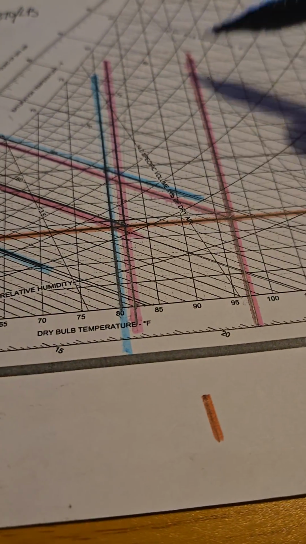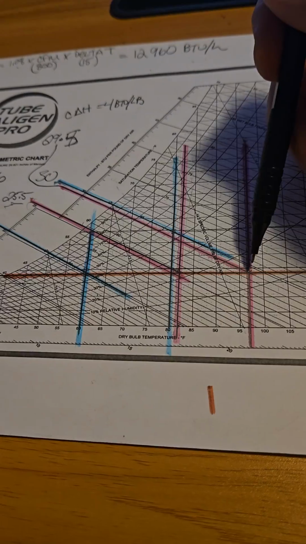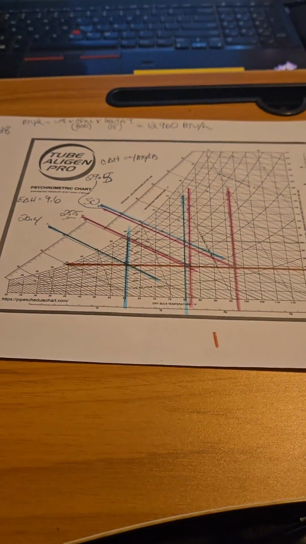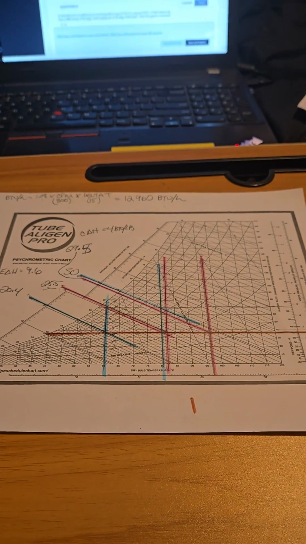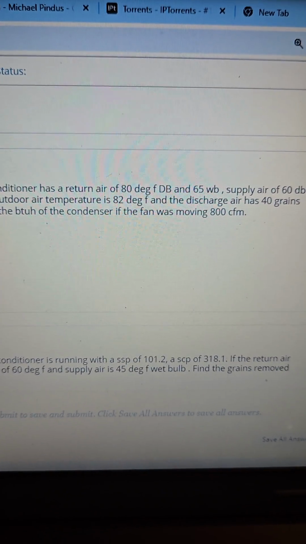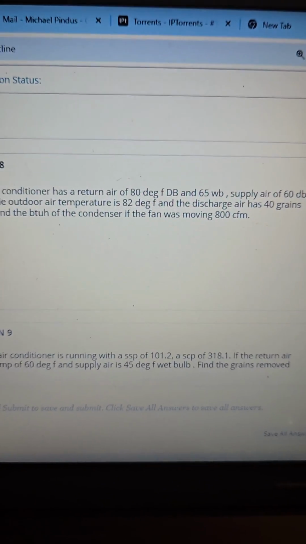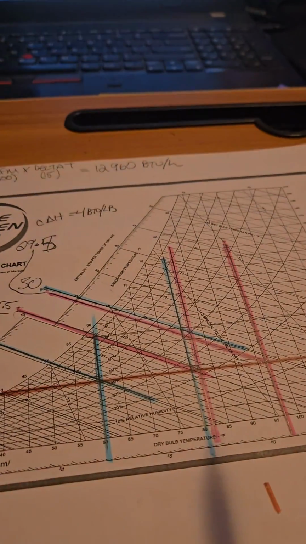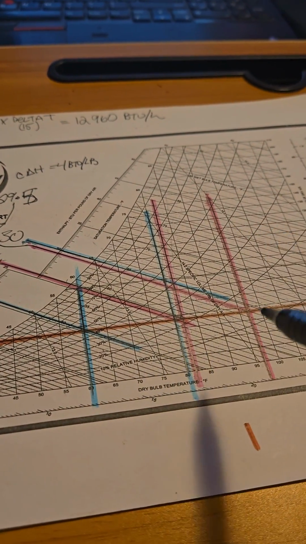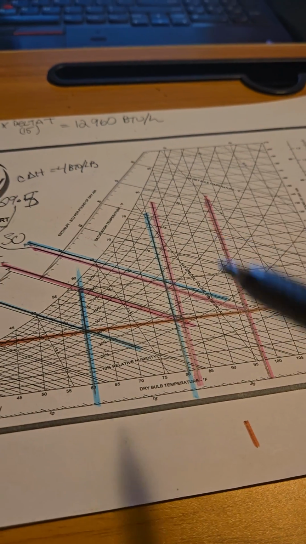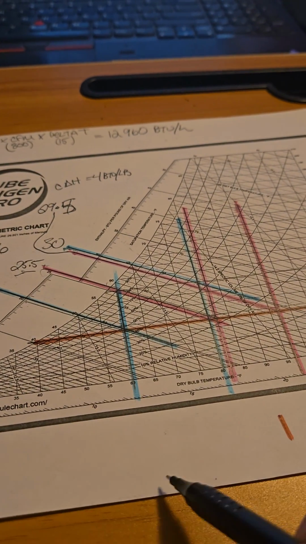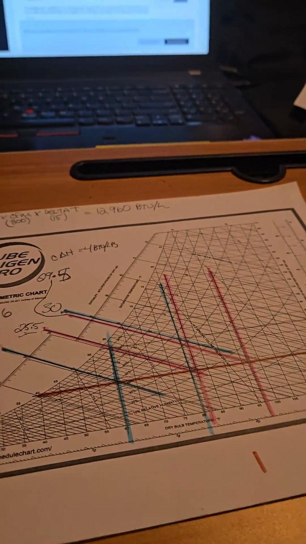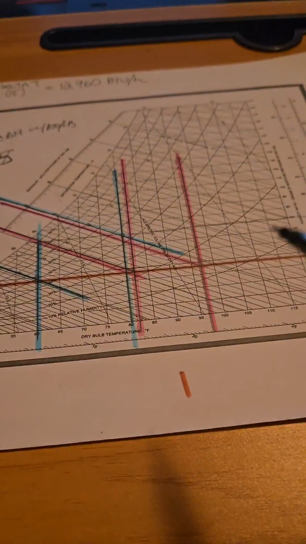So you can plot your 97. From those points you can get your BTUs, but it's kind of irrelevant because we're looking for the BTUs of the condenser. Find the BTU of the condenser if the fan was moving 800 CFM. Your condenser is a 100% sensible exchange, which on a side note I find weird, because when we drew our refrigeration cycle, wasn't the evaporator and the condenser latent? Like it's both. Anyways, back to class.